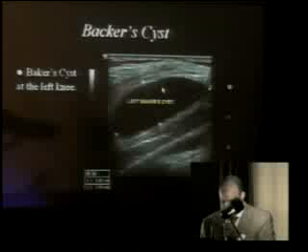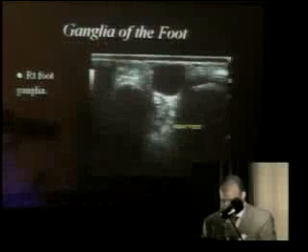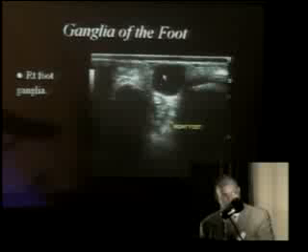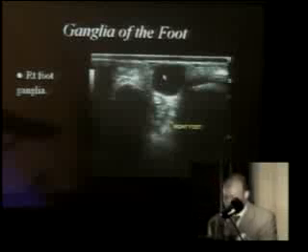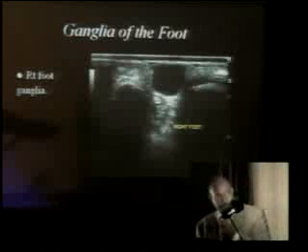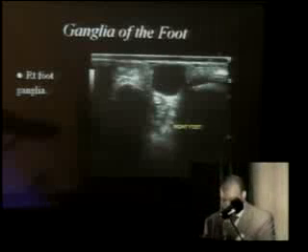This is a ganglion cyst. Also, it is an echo-free cyst, and you can see a posterior acoustic enhancement, indicating the fluid nature of this cyst, but no grains inside this cavity. And as you can see here, these are the tarsal bones.